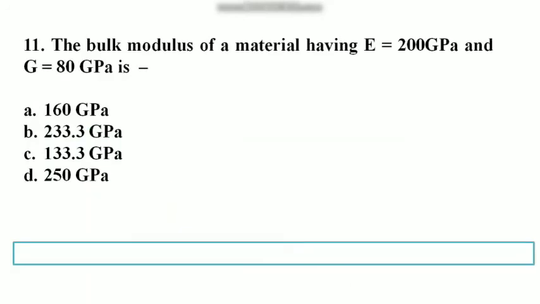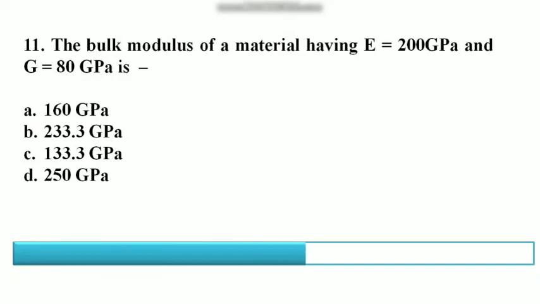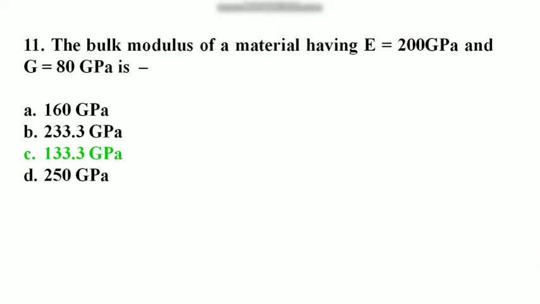The bulk modulus of a material having E equals 200 GPa and G equals 80 GPa is: option A, 160 GPa; option B, 233.3 GPa; option C, 133.3 GPa; and option D, 250 GPa. Here the answer is 133.3 GPa.